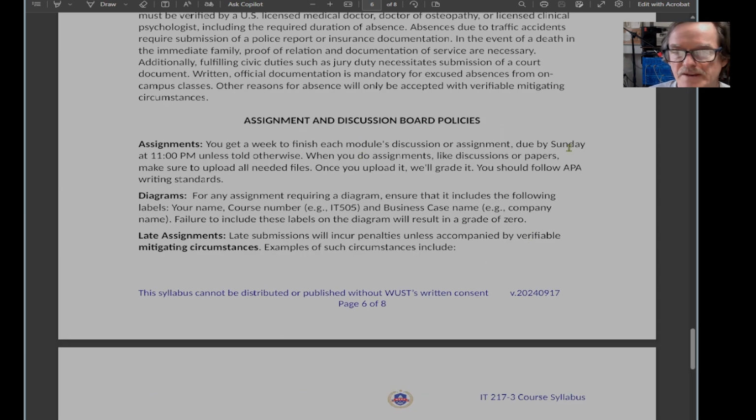Okay, so I told you about assignments. Now this says due by 11. You know what? That's to give you an extra hour in case something goes wrong with the submission system. If you wait to the last minute trying to submit your papers, I can almost guarantee something's going to go wrong and your paper might be late. So don't do that. Don't wait till the last minute.